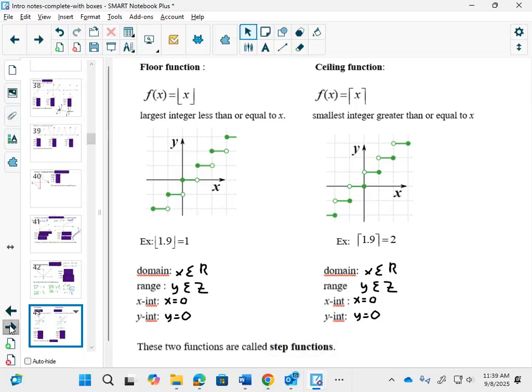These functions are called step functions because if you were wanting to walk up on them, it would work out very nicely, like little steps.